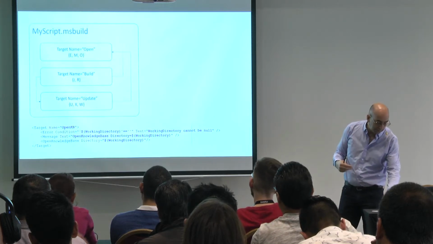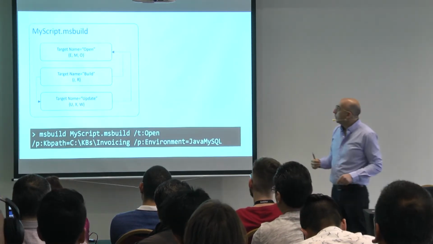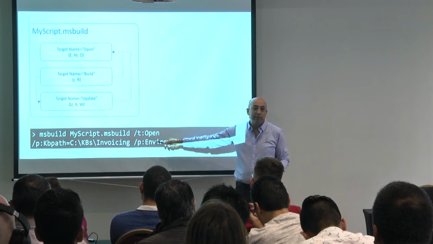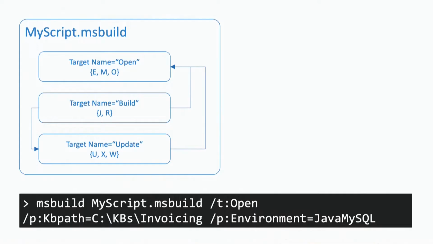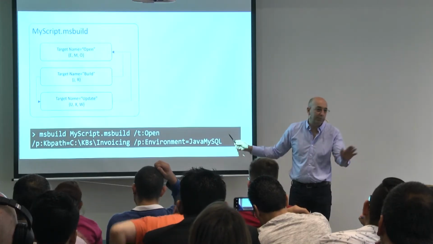Let's run a test. Let's make a test and see what happens. This is a call to that MS Build script. I'm calling the engine. I'm saying what the name of the script is, the name of my file. I'm saying what the target is, in this case, open, and I'm putting in some properties for the property KB path. For the task environment, use this. Don't worry about properties right now.